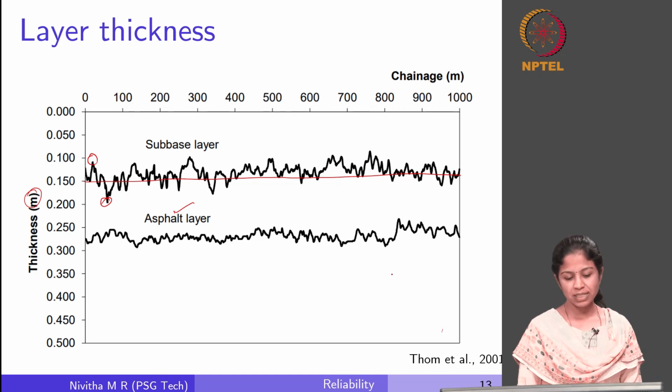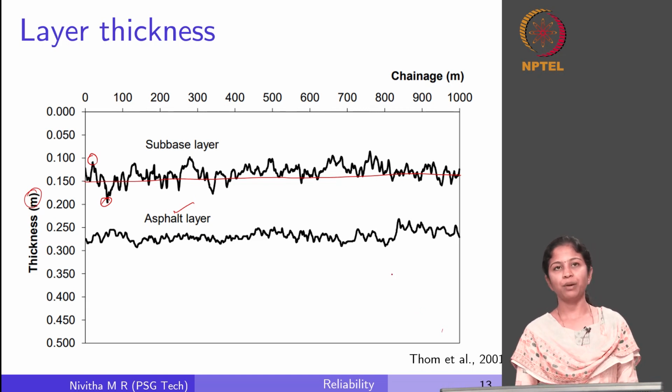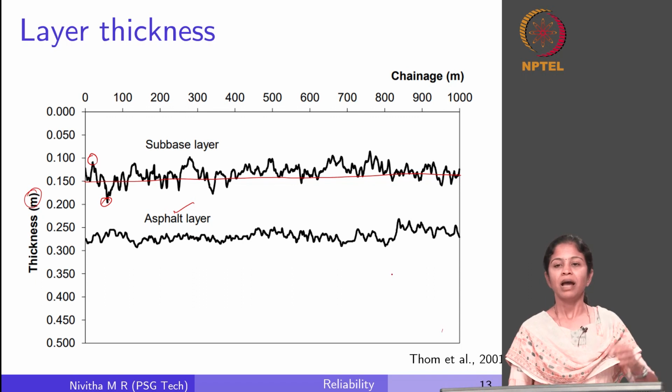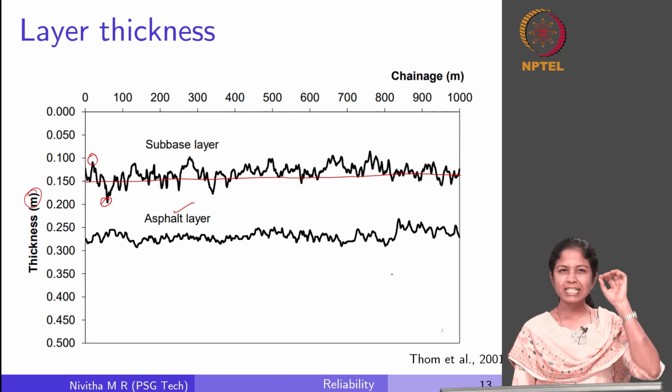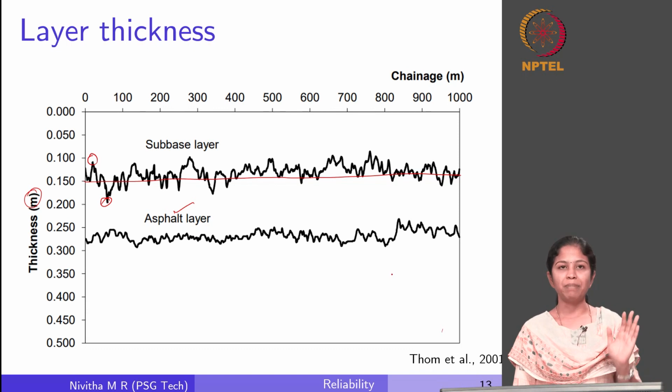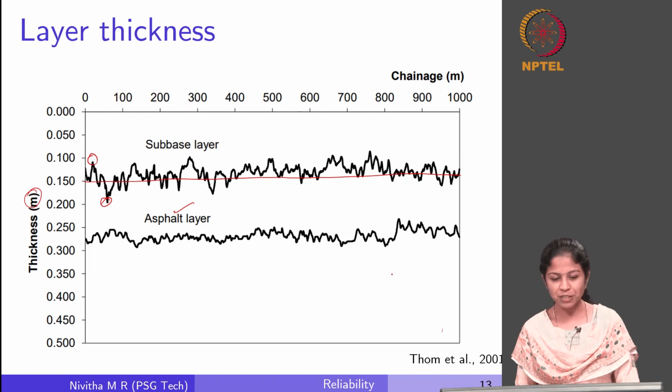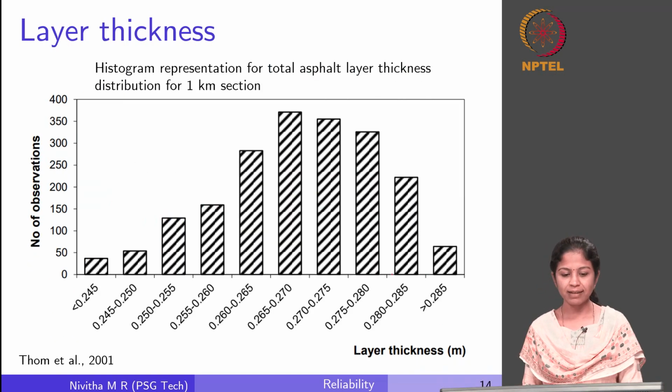Similarly, if you see it for asphalt layer, you can see that it is again varying over a range. So this is the amount of variability that we can observe in layer thickness if we go measure it for a pavement, because it is practically impossible to construct a pavement for exactly the design thickness. The best we can do is to minimize the variability, but we cannot avoid this variability. So this is for the layer thickness.